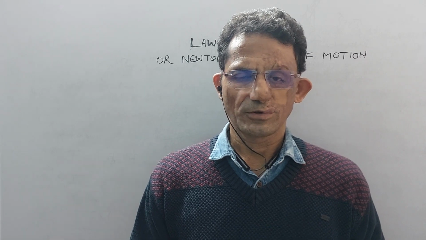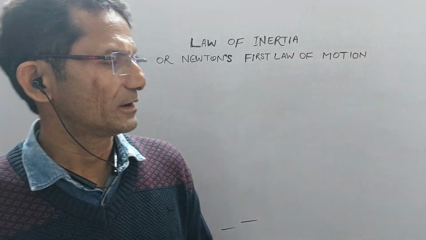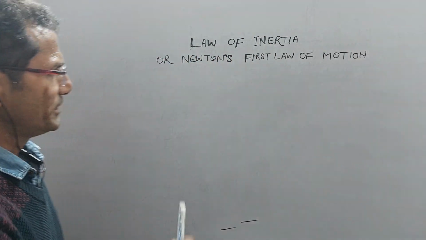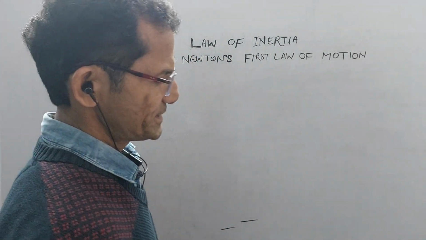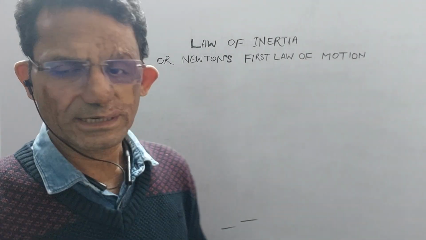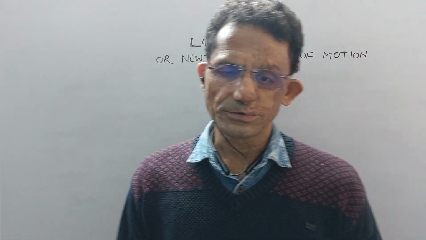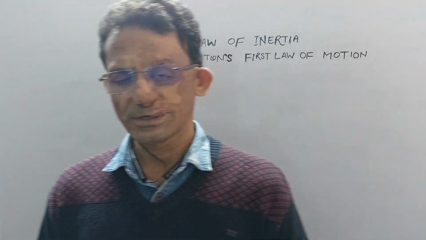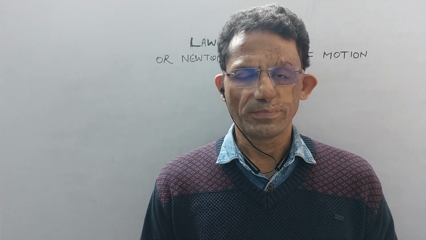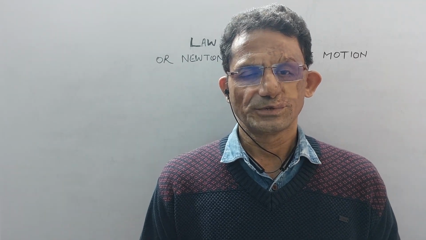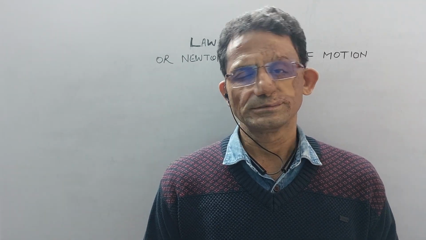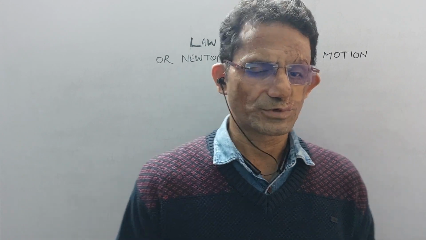Newton has given three laws: Newton's first law, second law and third law. These are very important laws in nature. Newton's first law is also known as the law of inertia. In the law of inertia, Newton says that an object at rest will continue to remain at rest, and an object in motion will continue in motion, unless an external force compels the object to change its state of rest or its state of continuous motion.